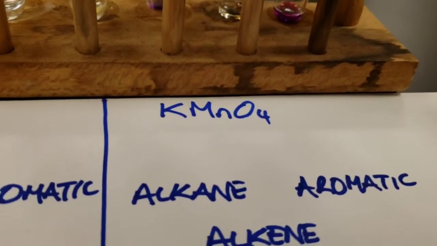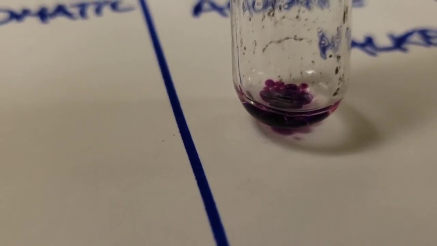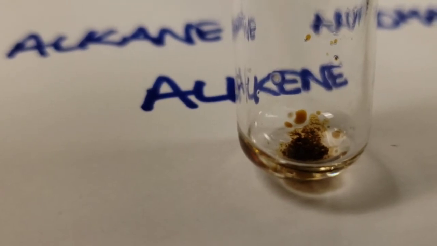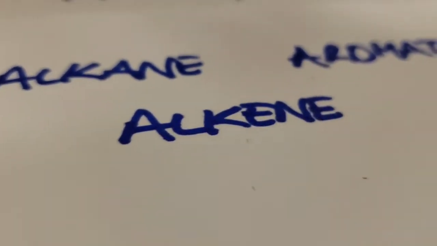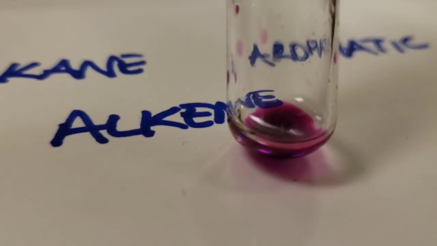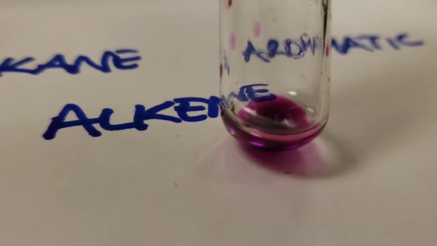Moving on to the potassium permanganate. The alkane shows this. The permanganate is purple. Moving on to the alkene, the permanganate has been decolored and is now brown, indicating the presence of manganese(IV) oxide instead of permanganate, manganese(VII), which is purple. Looking at the aromatic material, there is still purple present in the test tube.